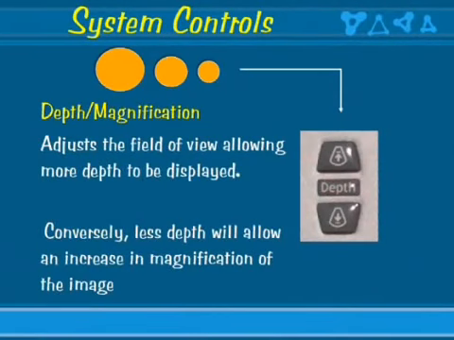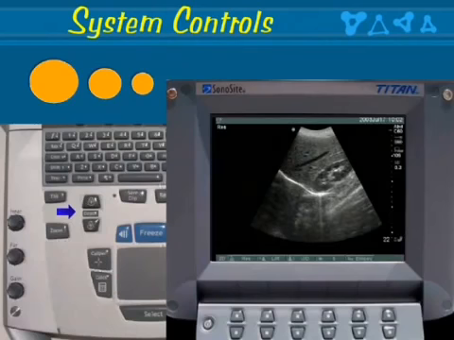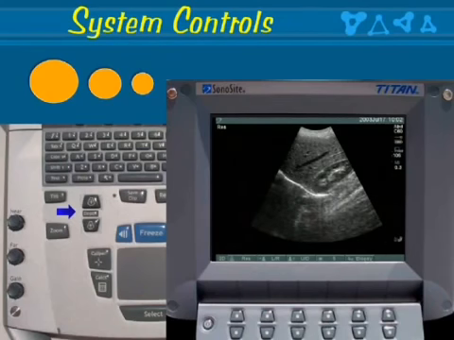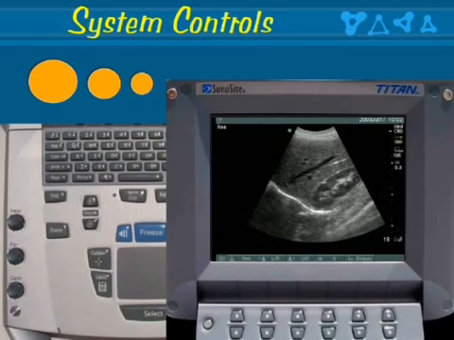System controls. The depth control adjusts the depth of field on the screen. This image is set too deep, the kidney is too high, and there's much posterior detail which is not required. By making the image less deep, we move the kidney down in the image and achieve more magnification of the area of interest. This is accomplished by using the depth control.